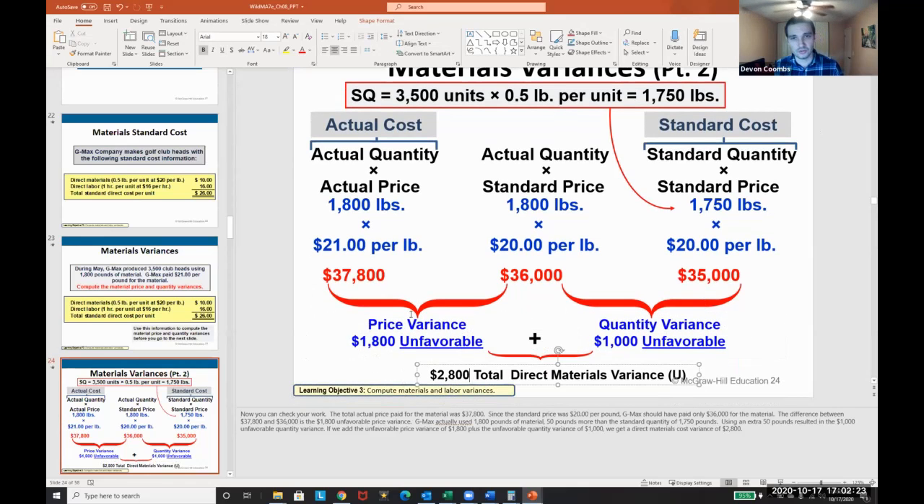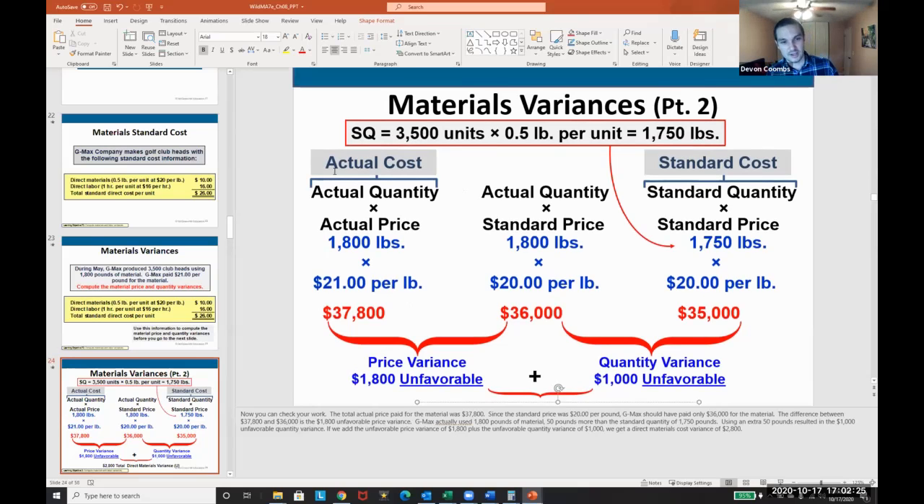This also just makes logical sense if we think about the problem. We used more pounds than we thought we would, so it should cost more. How many more did we use? 50. And 50 times 20 is going to be our 1,000. That gets us our quantity variance because we used more. And then we also paid $1 more per unit. And so that $1 extra per unit, times 1,800 units, gives us our $1,800 unfavorable outcome. So that's the common sense approach as well.